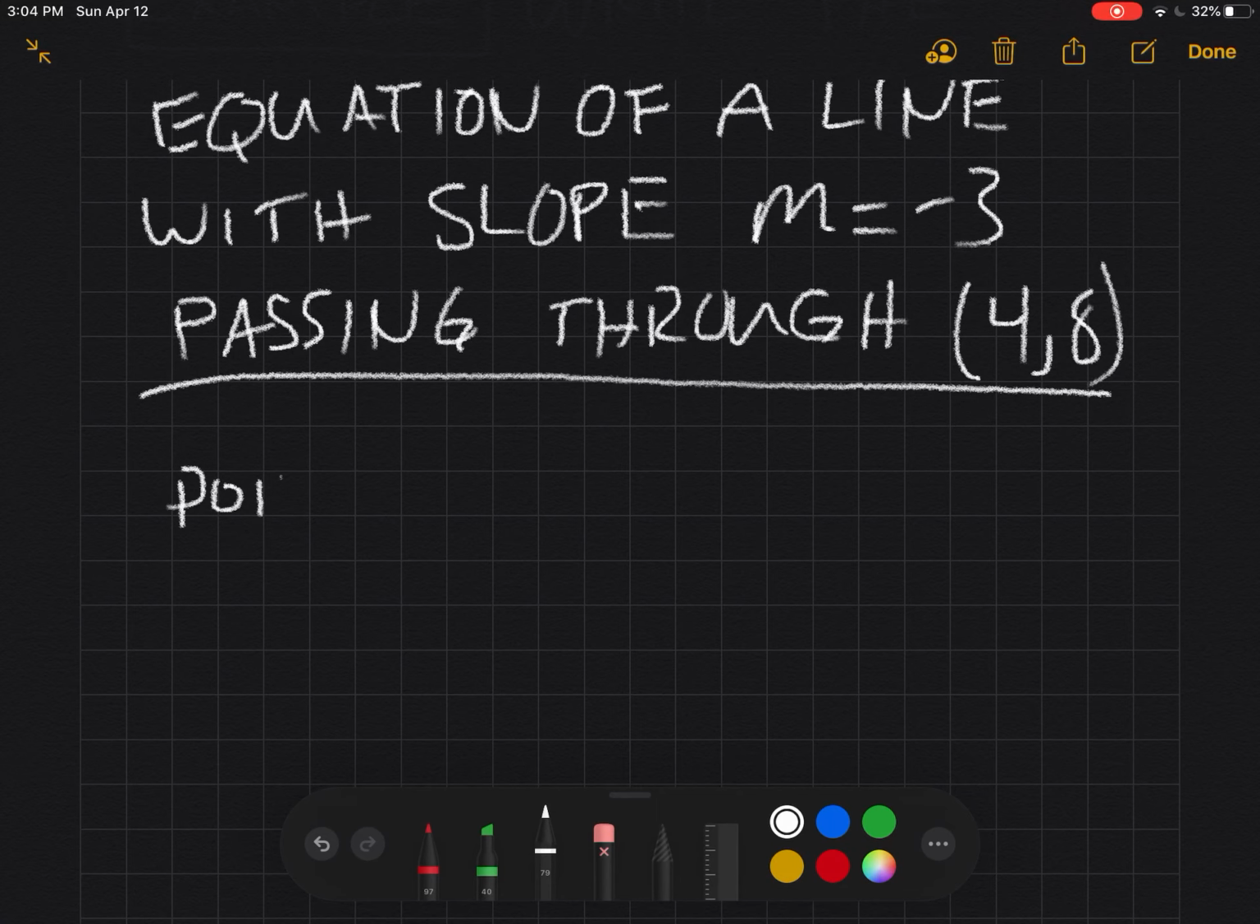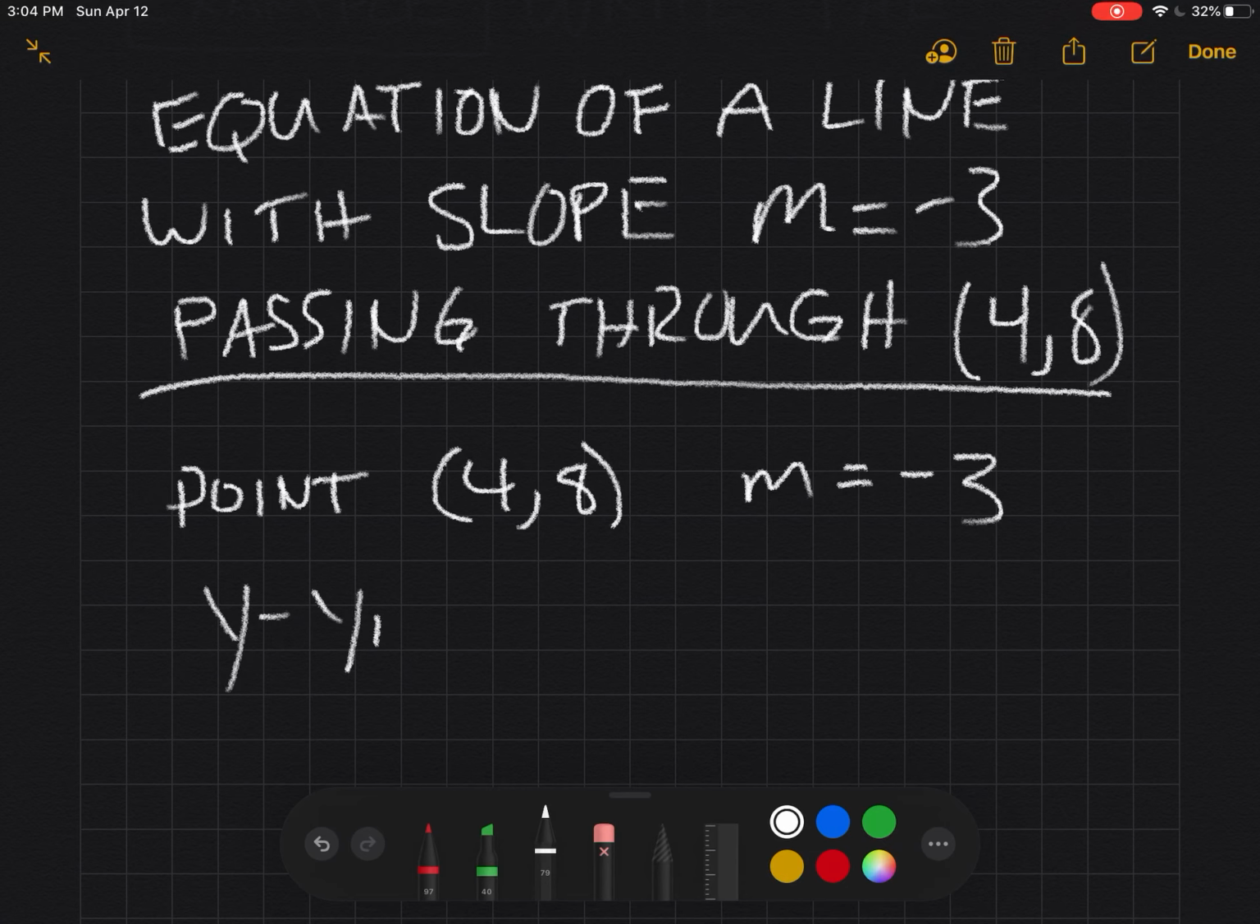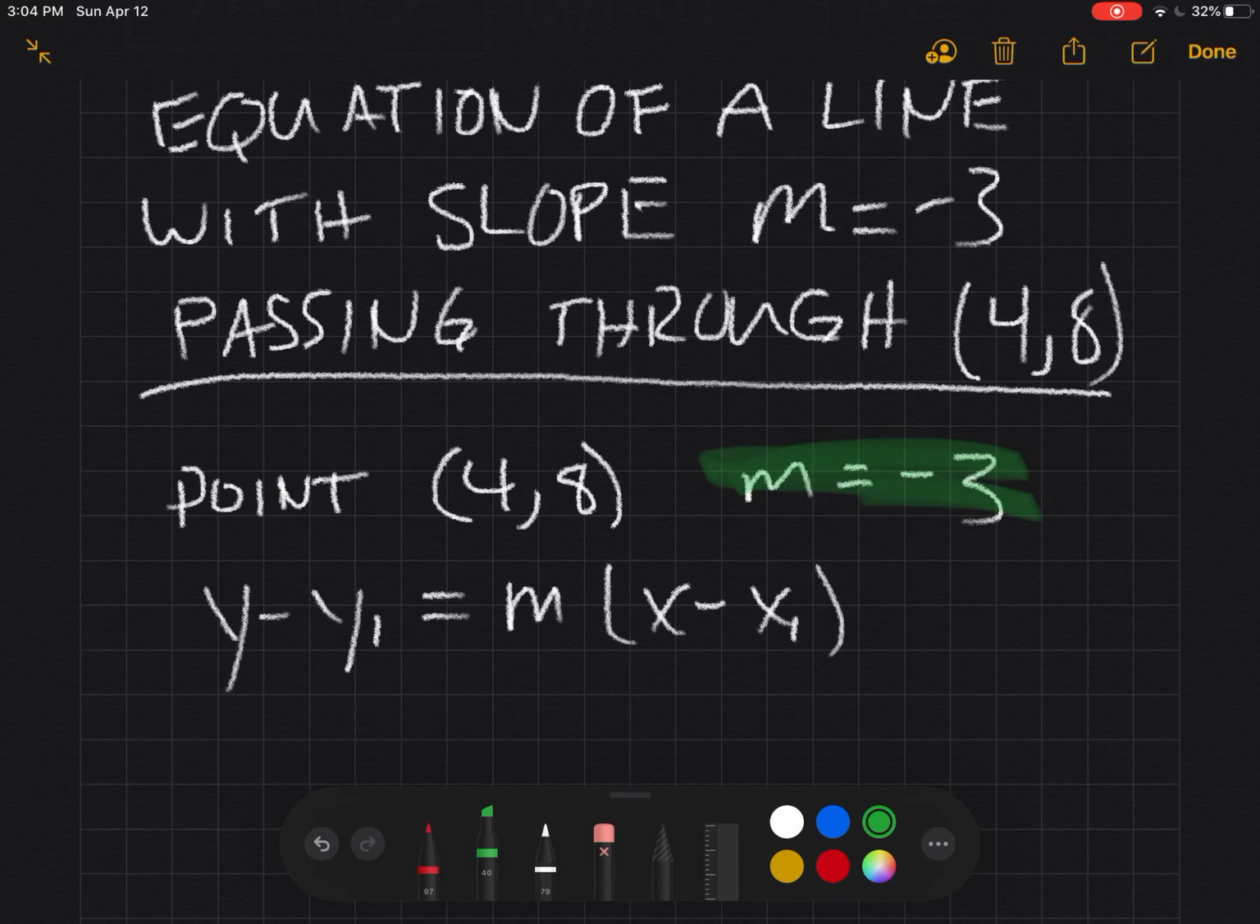So I want you to write the equation of a line with a slope m of -3 passing through 4, 8. So the point we have here is 4, 8, and the slope we have is -3. And we're using this formula, y minus y1 is equal to m times x minus x1. And the key here is just to know what gets plugged in where.